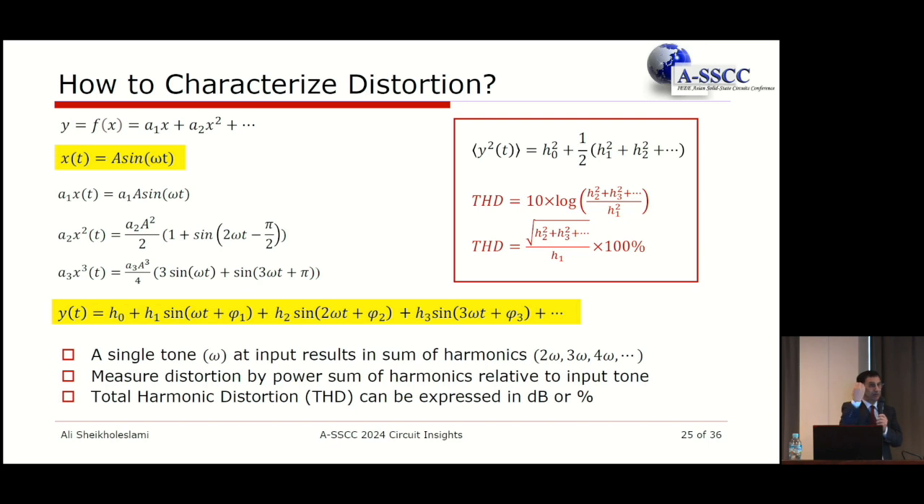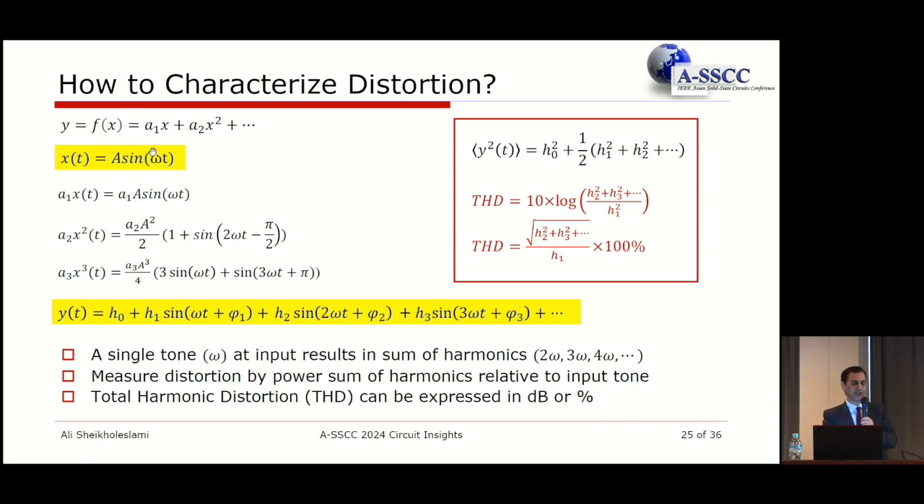Imagine X is the input to that single-ended amplifier that I showed you, and the output is Y. I can write that function in this form, Y equals f of x, and use a Taylor expansion to write it in this form. I've not used DC in this case because we could easily eliminate the DC at the end. And imagine that the input is a sinusoid, A sine of omega t.